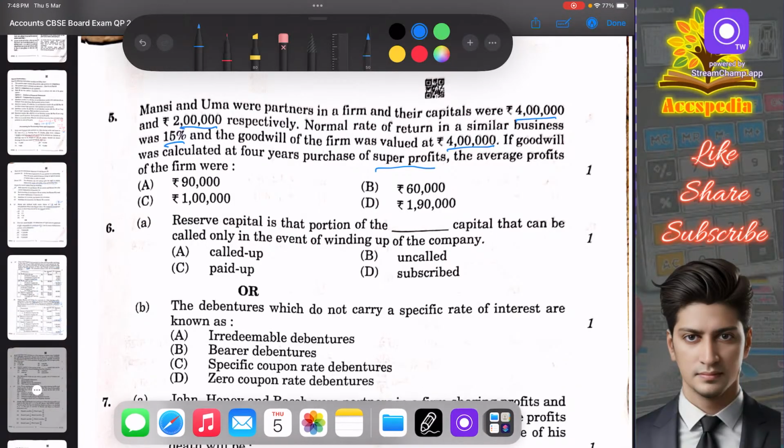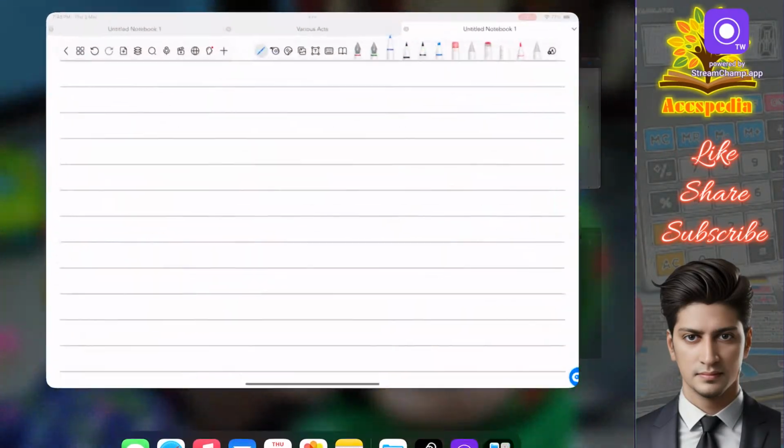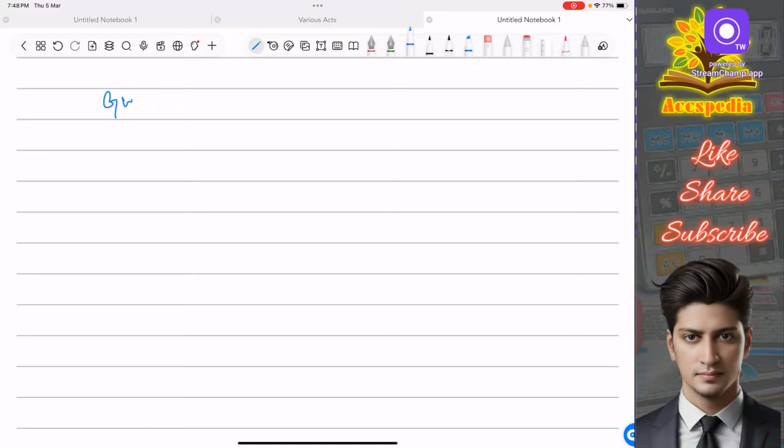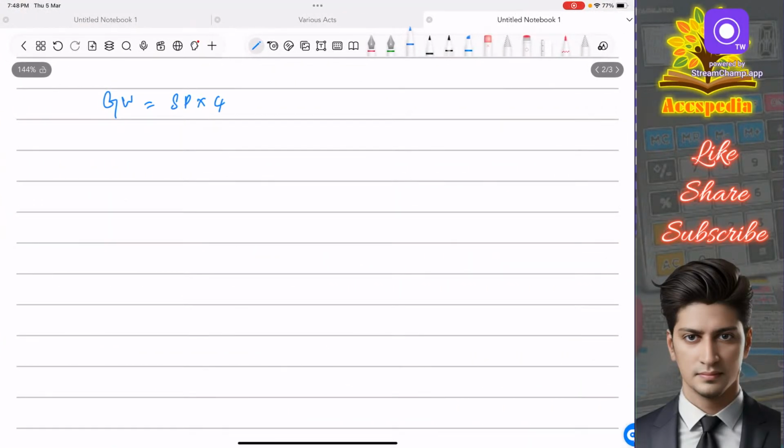Let me do this in the note. So they said that goodwill is equal to 4 years purchase of super profit. Goodwill is 4 lakh. So I am doing it formally so that you can understand. Since it is an MCQ, you don't need to write in so much detail. I am doing it like a 3 mark sum. You can do these steps roughly on rough paper so that you can save time.